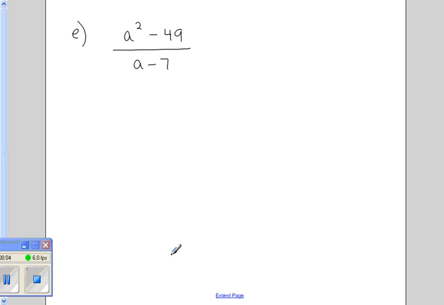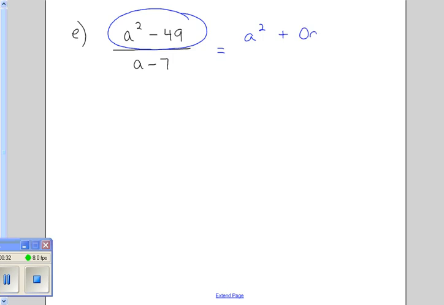Example E, a squared minus 49 divided by a minus 7. And this is also one of those exceptional problems that you may not have a lot of, but I wanted to show you an example. The polynomial that you're dividing is in the correct order, but if you notice, you have an a squared term, but not an a term. So you have to put a placeholder for that degree.